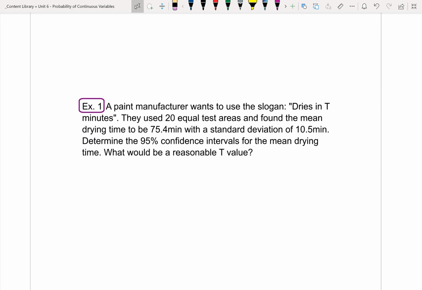So if we walk through one example, I'm looking at a paint manufacturer that wants to use the slogan, dries in T minutes. They used 20 equal test areas and found the mean drying time to be 75.4 minutes with a standard deviation of 10.5 minutes. Determine the 95% confidence interval for the mean drying time. What would be a reasonable T value?